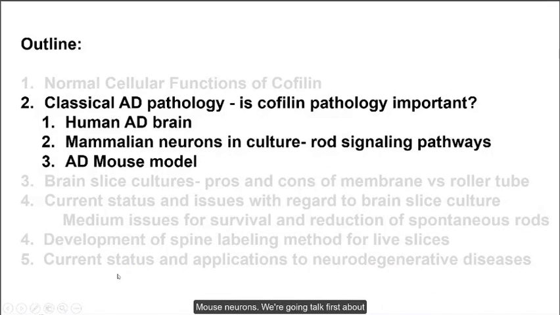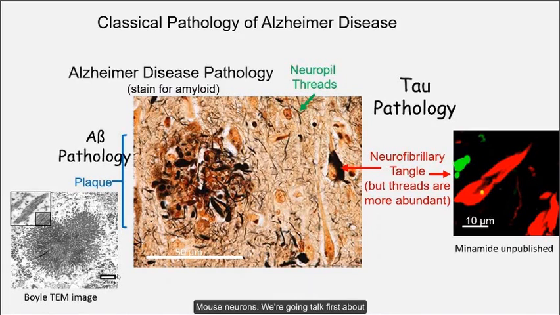Okay, so mammalian neurons have broad signaling pathways. So we're going to talk first about AD pathology. I think that slide was out of place.